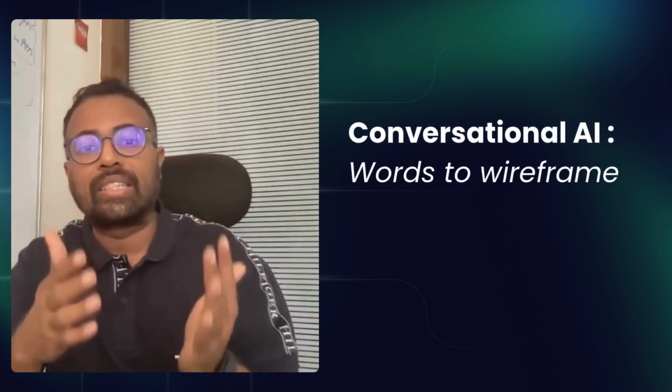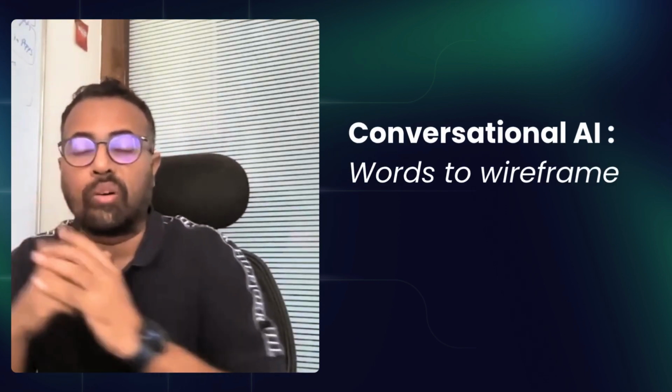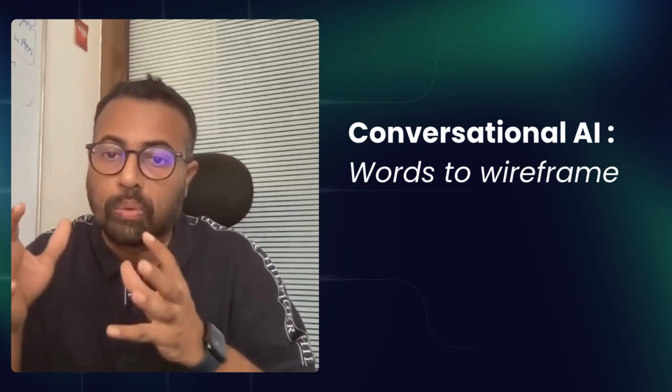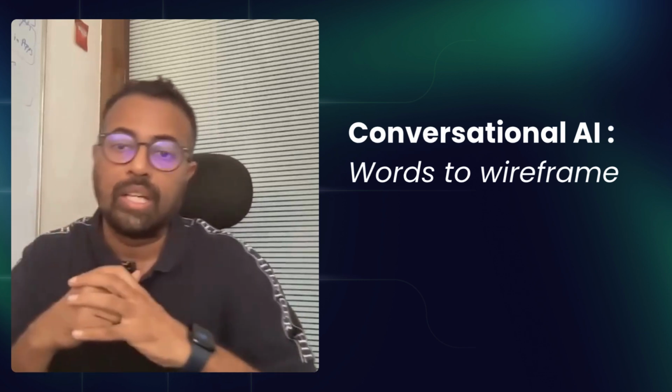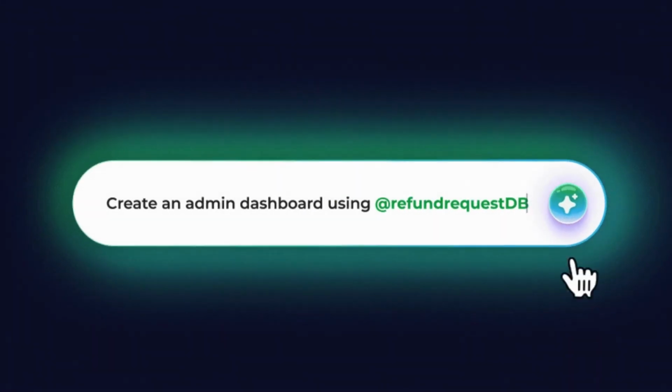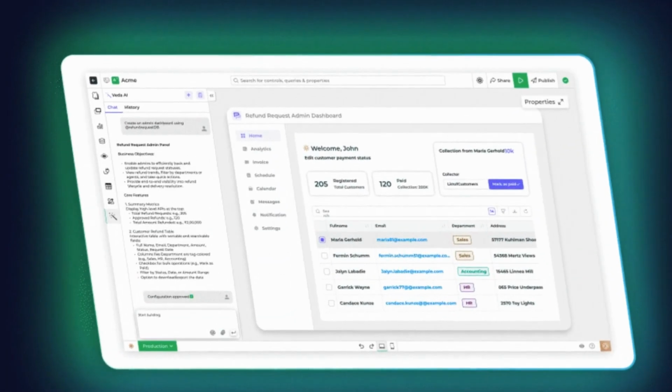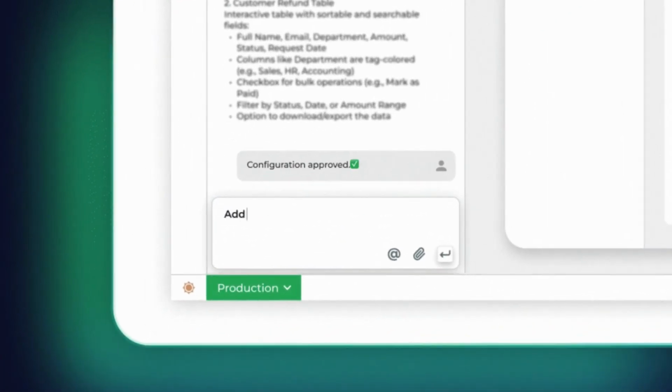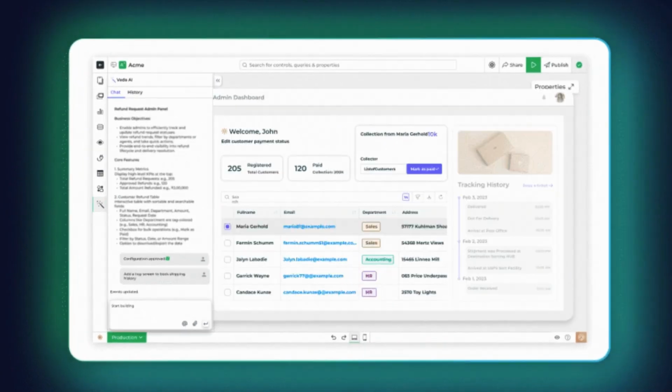Conversational AI starts where vision AI leaves off, or stands alone if you prefer words to wireframes. Describe what's in your head, and Veda turns that intent into metacode, live in the builder. You can iterate conversationally, refining logic, data bindings, and layouts in plain language.